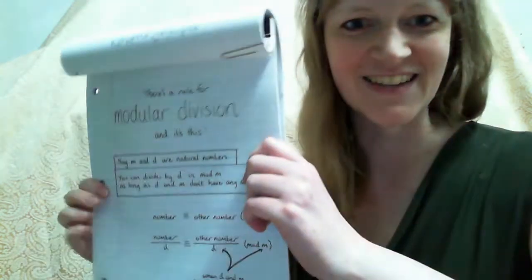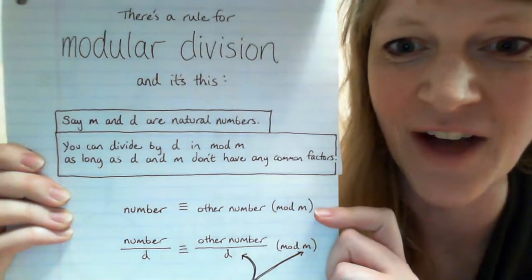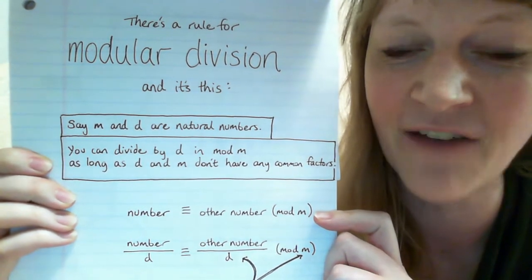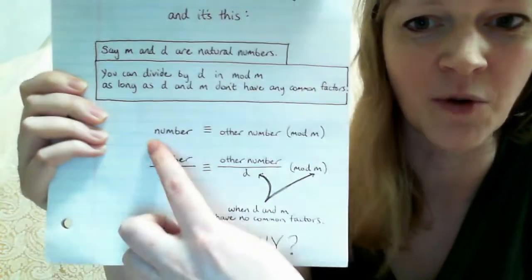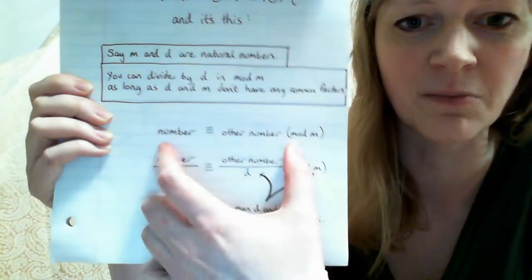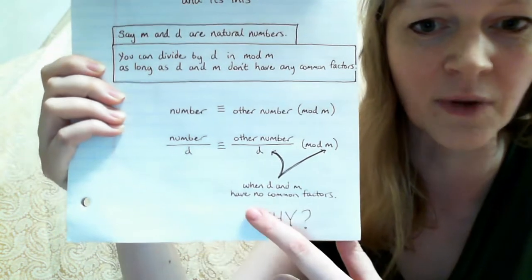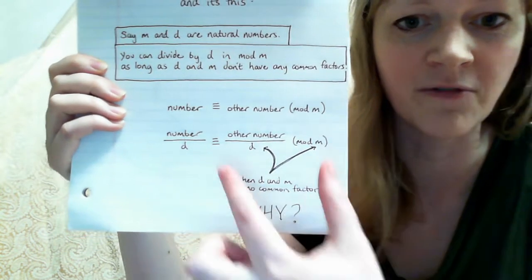Wait, what is the rule for dividing when we're working in mod? It is this. You can divide by d in mod m as long as d and m don't have any common factors. This is saying that if you have congruence between two numbers in mod m, you can divide both sides by d and preserve that congruence as long as there's no common factors between these two. Why is this? Let's look at some examples first.